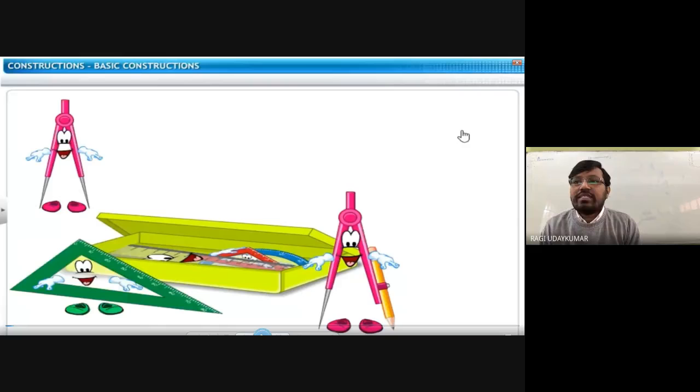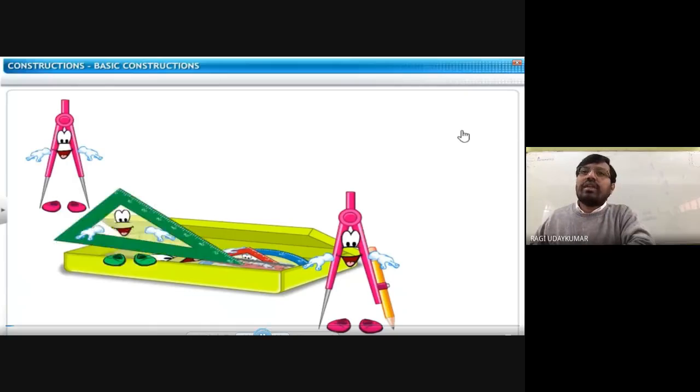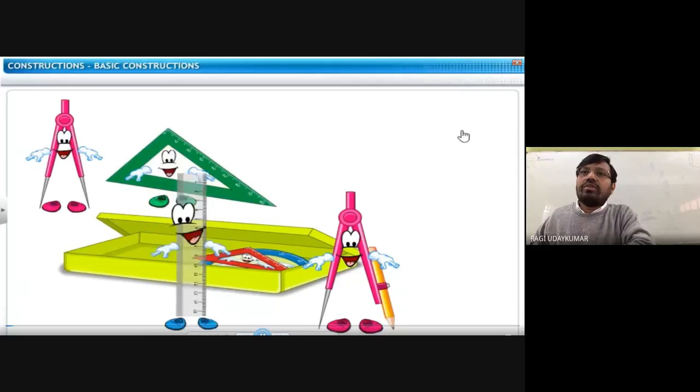It is called a set square. We call it a set square. Two set squares will be available in your geometry box whenever you see them. One set means two set squares. This is one set square, which is called 30, 60, 90 degrees. One angle will be 30 degrees, this will be 60 degrees, and the other one is 90 degrees. And a 45, 45, 90 degrees set square also will be there. So this is called.